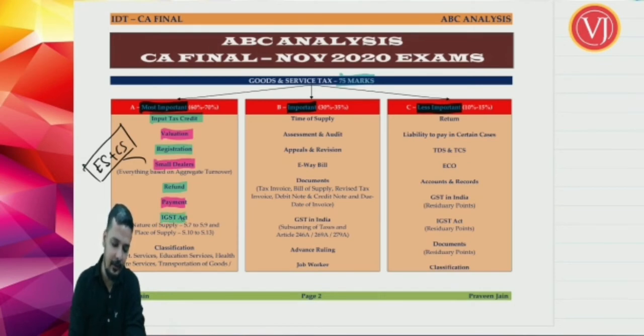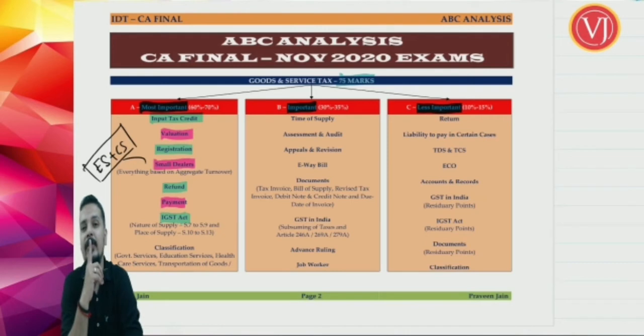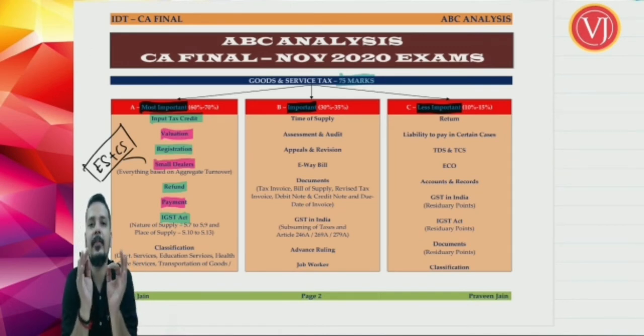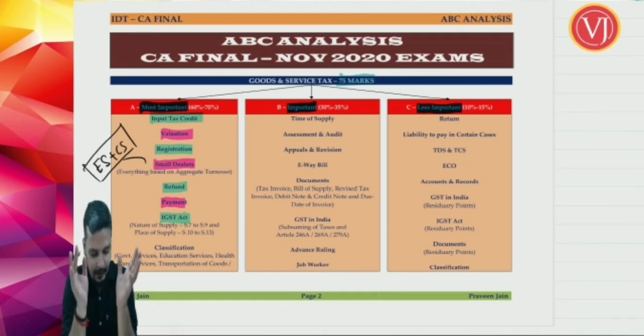And needless to say, you will surely have a question when you talk about your IGST Act, that is place of supply. Surprisingly, when you see your revision test paper of November 2020 exam, no direct question on place of supply is asked, maybe because there are not many amendments. But nevertheless, if you take any exam paper, revision test paper, mock test paper or past papers, you will find that place of supply is always asked, right?